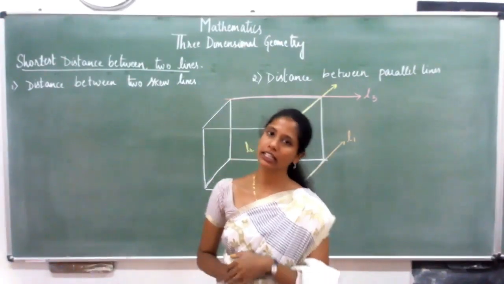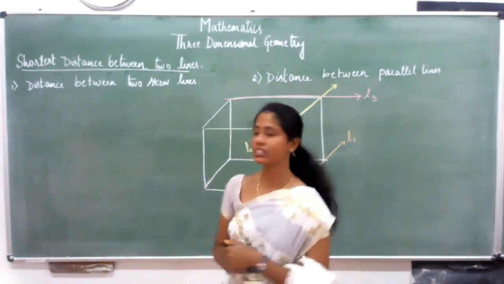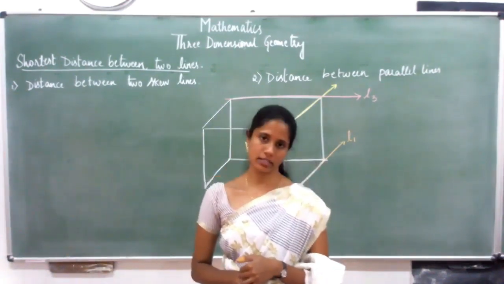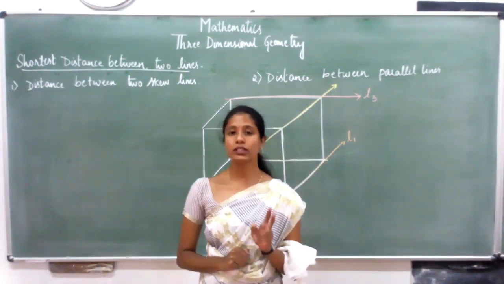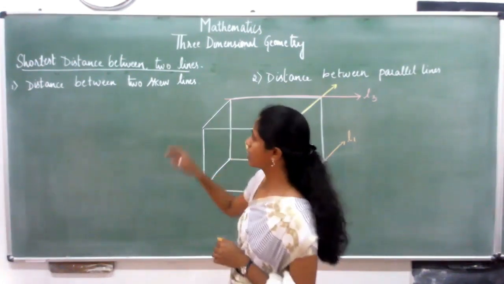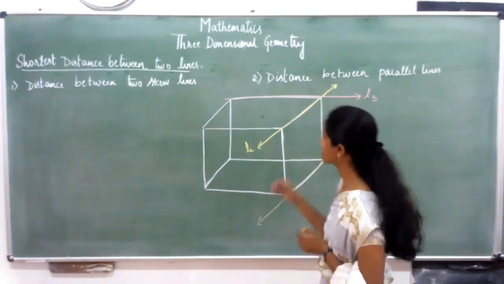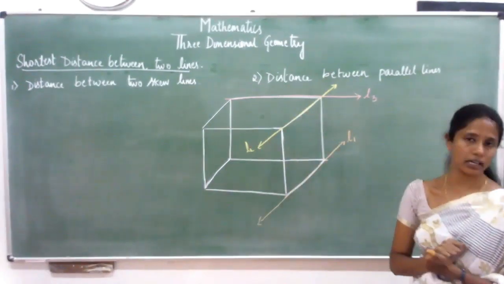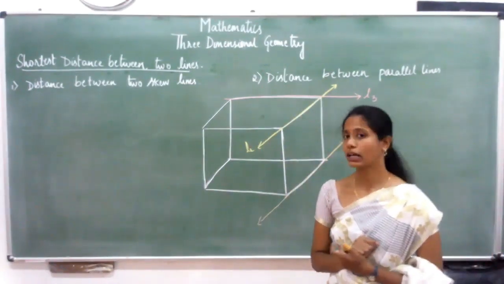In today's class, let us learn about shortest distance between two lines. So here we are going to study two things. The first thing is the distance between the two skew lines, and the next is distance between the parallel lines. We already know what parallel lines are.